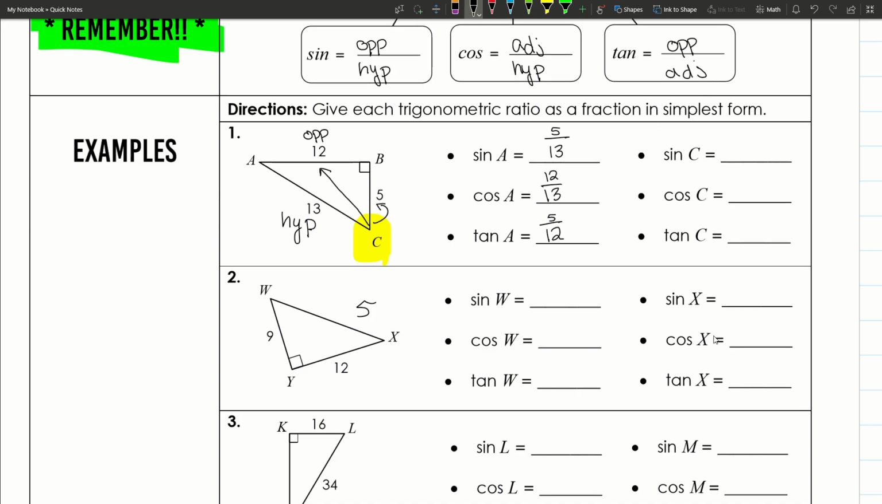My adjacent is 5. So sine is opposite over hypotenuse. We would put 12 over 13. Cosine is adjacent over hypotenuse, 5 over 13. And tangent is opposite, 12, over adjacent, 5.